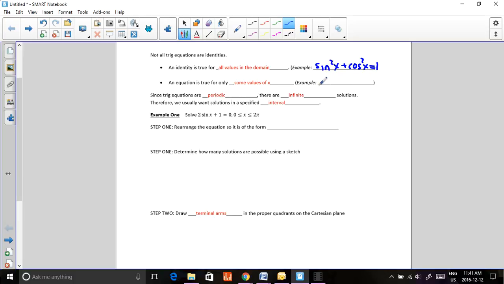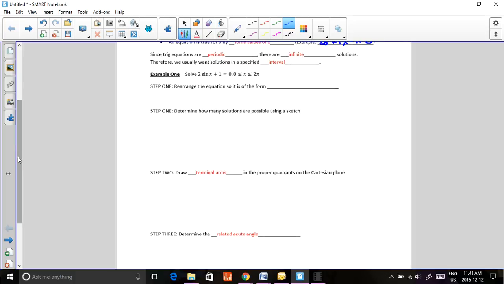But something like 2 sine x minus 1 equals 0 is only true for certain values of x. It's not true for every value of x. So these we can solve and actually find what values of x make this true. Since trig equations are periodic, these solutions keep coming up over and over again, so we're always going to be given a specified interval. You're going to say, I've seen this before. So this example 1 should be a review.